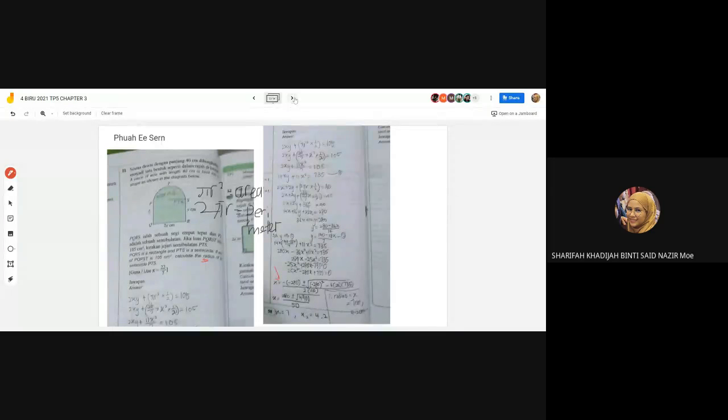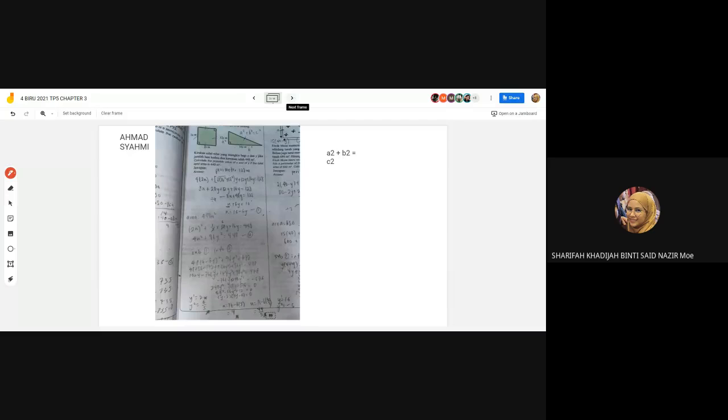Okay, next presenter is Ahmad Syami. Okay, you can start now. So it says Pak Ali wants to build a fence, right? And the perimeter of the fence is 128. So this is its shape. The formula for the perimeter of a square: all sides added together. One side is 2x, there are 4 sides, right? So you times 4.